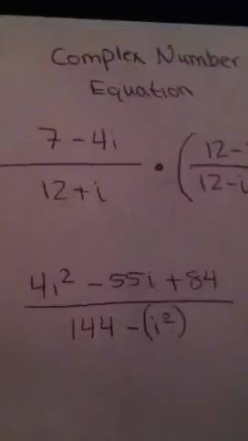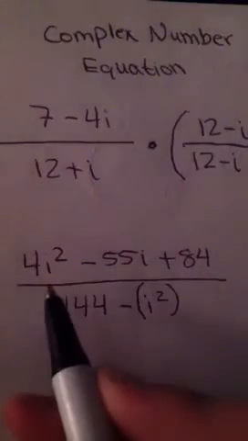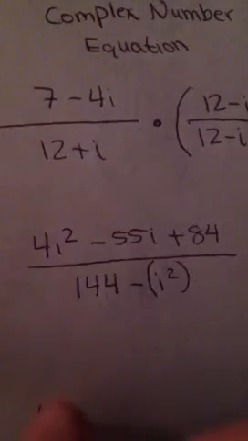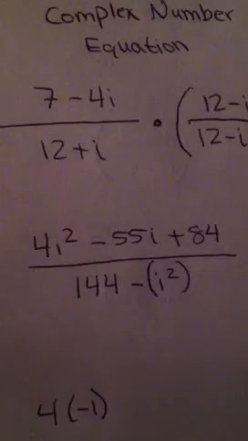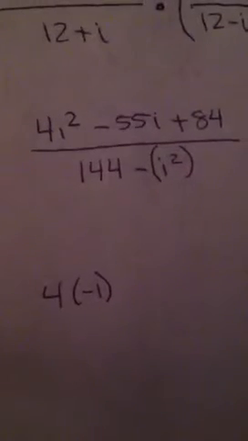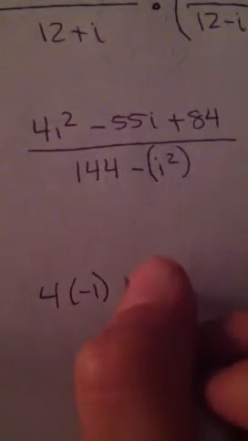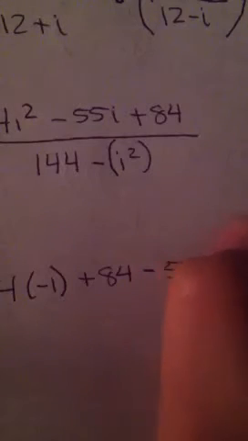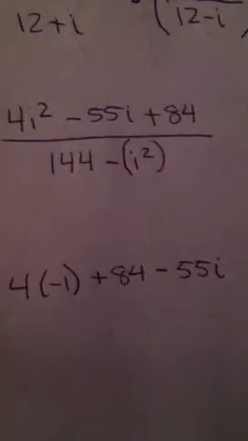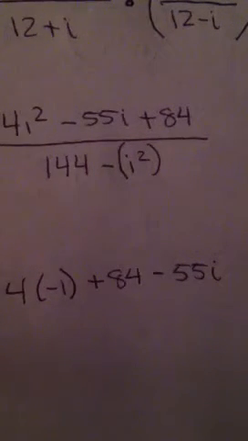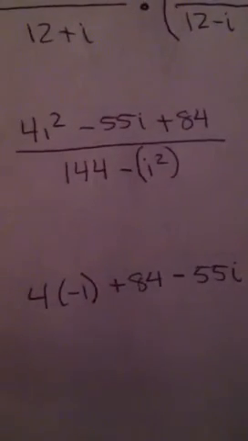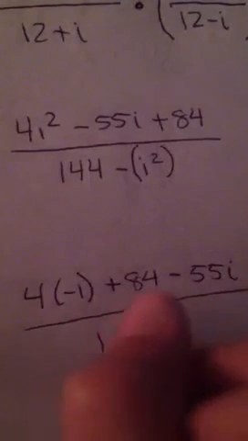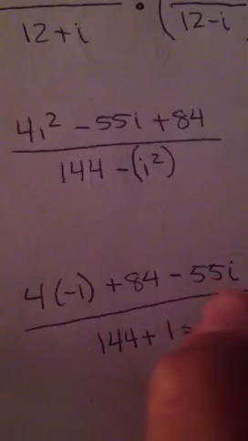i squared is equal to -1. So we're going to change this 4i squared into 4 times -1. And then we're going to go 4 times -1 plus 84. And then we're just going to subtract 55i and act like that's separate. Second, we're going to go back to 144 minus i squared. Once again, go back to our rule: i squared equals -1. So really this is just 144 plus 1, which is equal to 145.